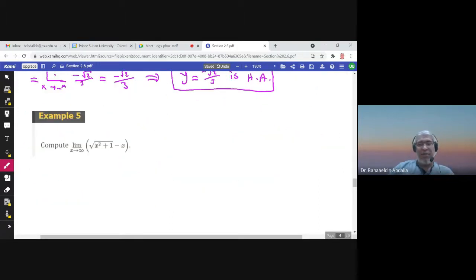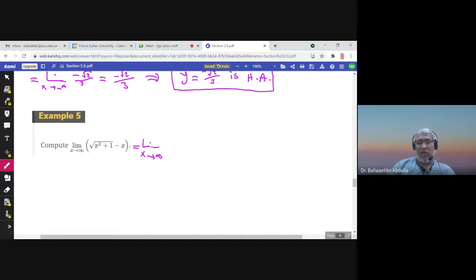Compute this limit. Well, if I replace x by infinity here, the largest term here is x squared. Square root of x squared is x because x is positive. So I'll have infinity minus infinity. Well, infinity minus infinity is an indeterminate form, and I have to do something with it. Okay, like 0 over 0 in the limits, if you remember. So what should I do?